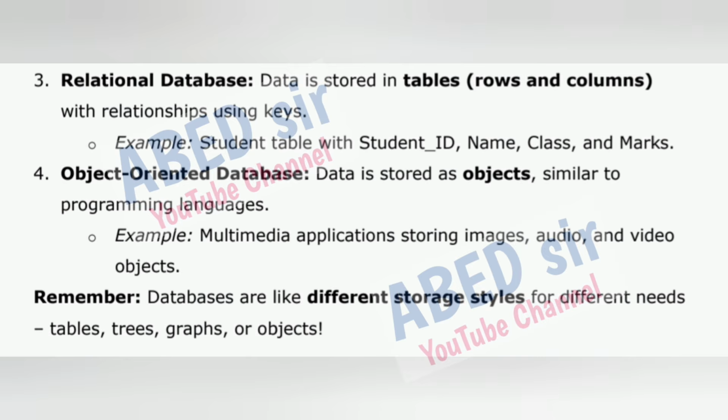3. Relational database. Data is stored in tables, rows and columns with relationships using keys. Example, student table with student_ID, name, class, and marks. 4. Object-oriented database. Data is stored as objects, similar to programming languages. Example, multimedia applications storing images, audio, and video objects. Remember, databases are like different storage styles for different needs: tables, trees, graphs, or objects.